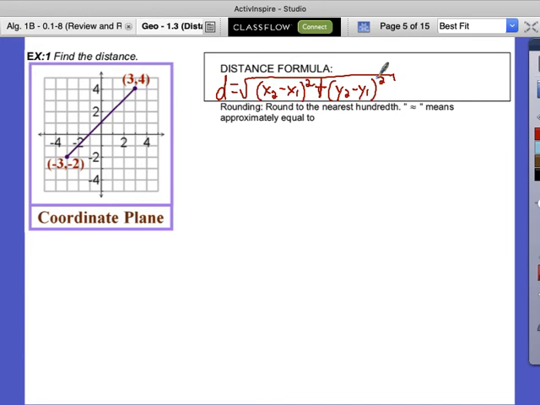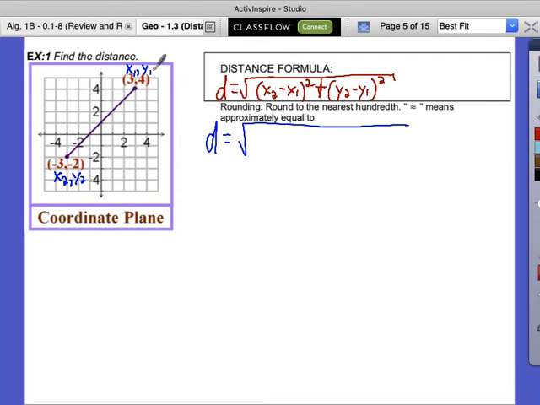Now, it low-key doesn't matter which one we call x1 and x2, which one we call y2 and y1. As we fill this out, distance for this one is going to be the square root of a bunch. Now, which one do we want to call x1 or x2? I'm going to call this one x2 and y2, and this one x1 and y1.